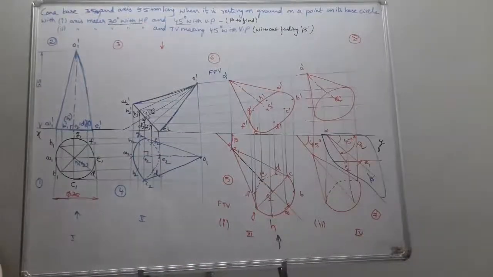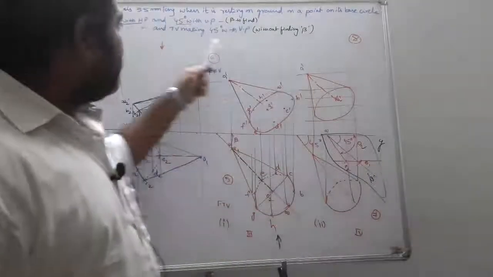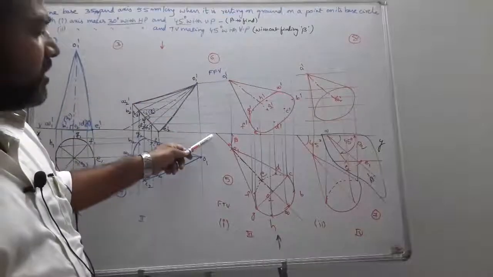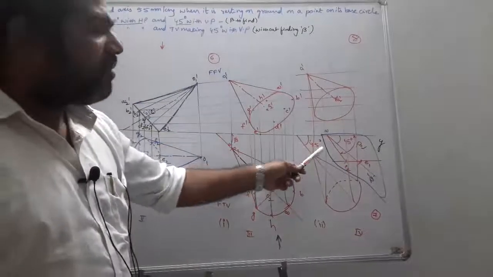Okay, students. So the next 7th and 8th steps are nothing but the top view making 45 degrees. That means the same procedure is done on 45 degrees. That's it.